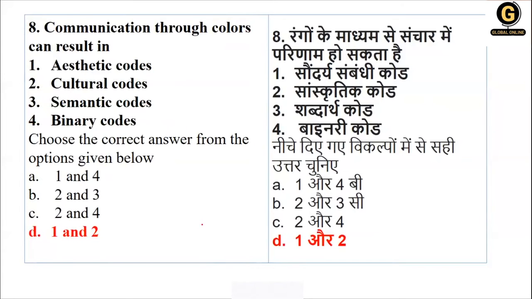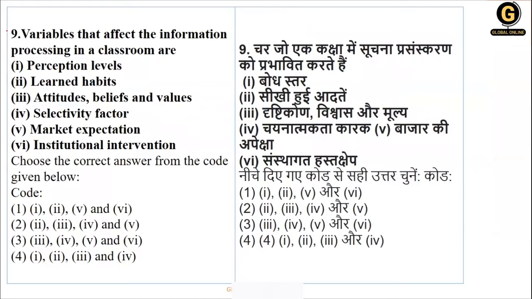Okay. Question number 9. Variables that affect the information processing in a classroom are. That is, the variables used in the classroom that affect the information, what are they? Are they the perception levels? Are they the learned habits? Are they the attitudes, beliefs and values? Are they the selective factor? Okay, or are they the market expectation, or are they institutional intervention?